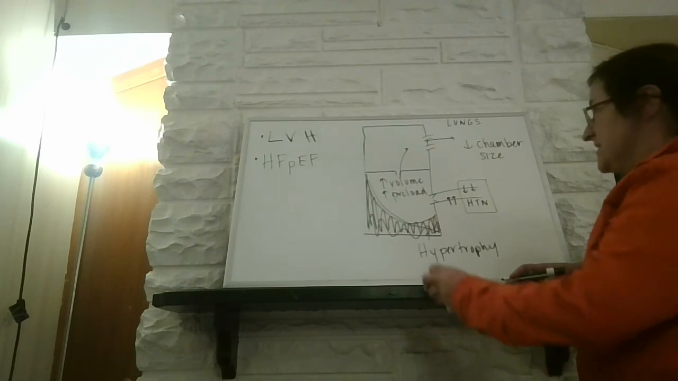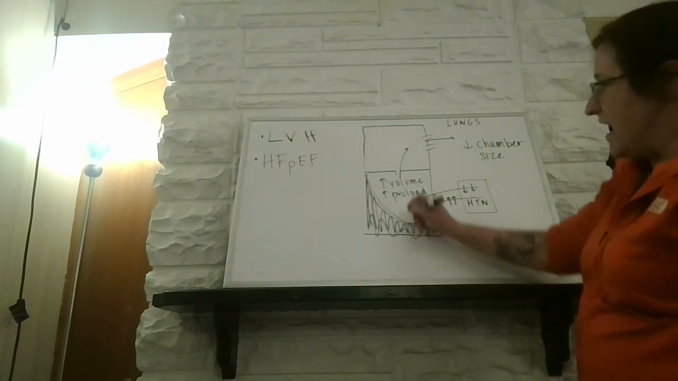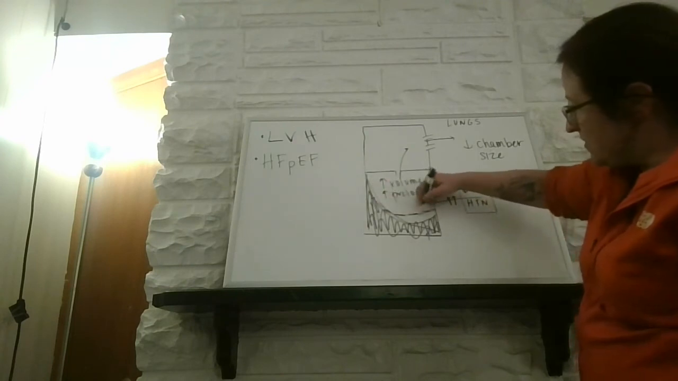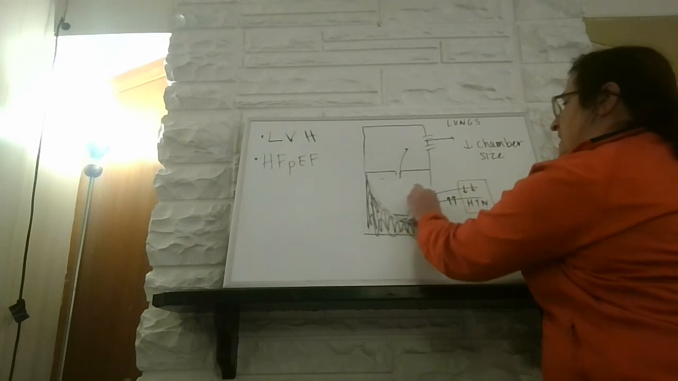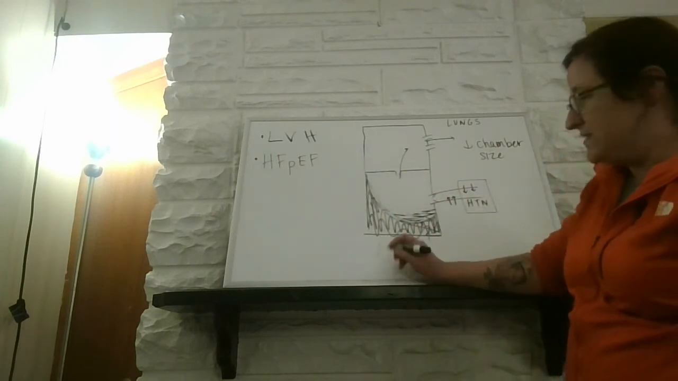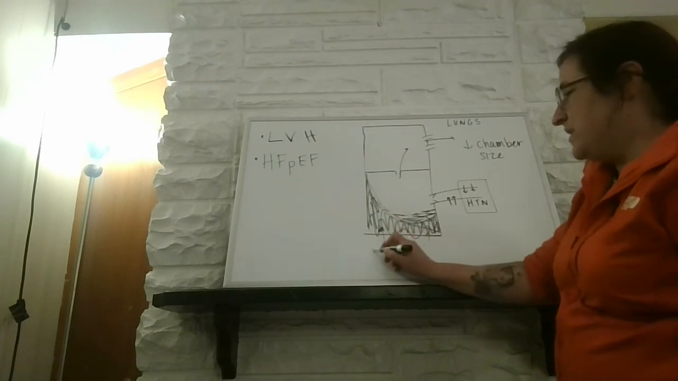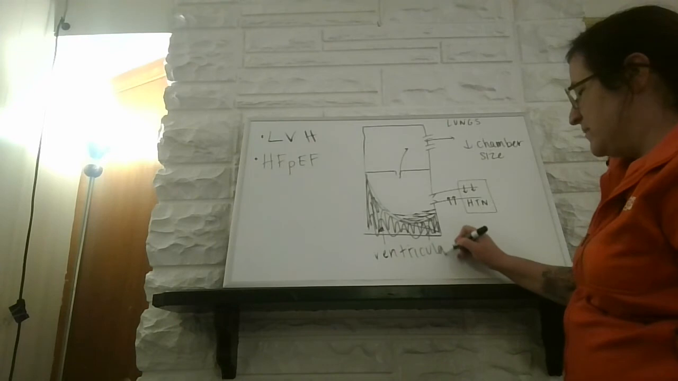So over time, this chamber is going to become so big that my coronary arteries aren't going to be able to support this muscle size. So what will happen is called ventricular remodeling.